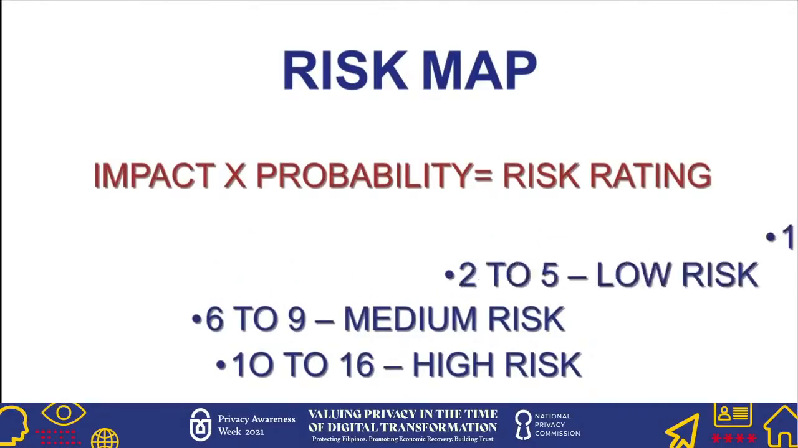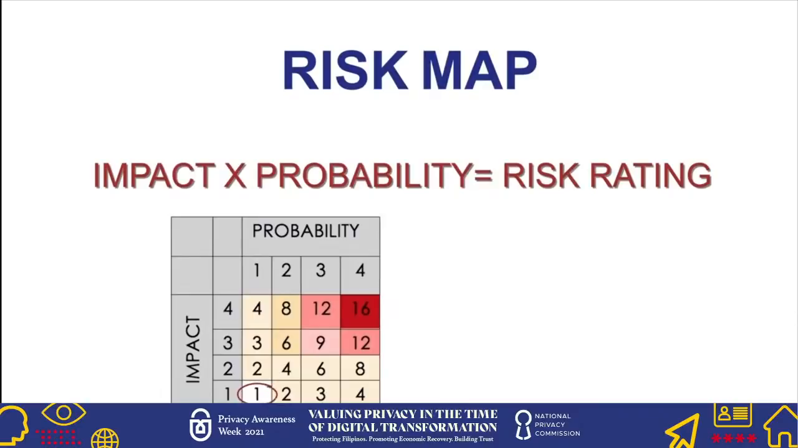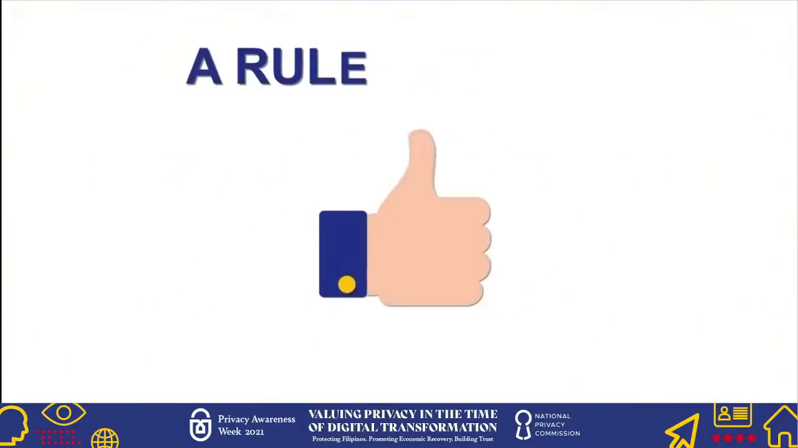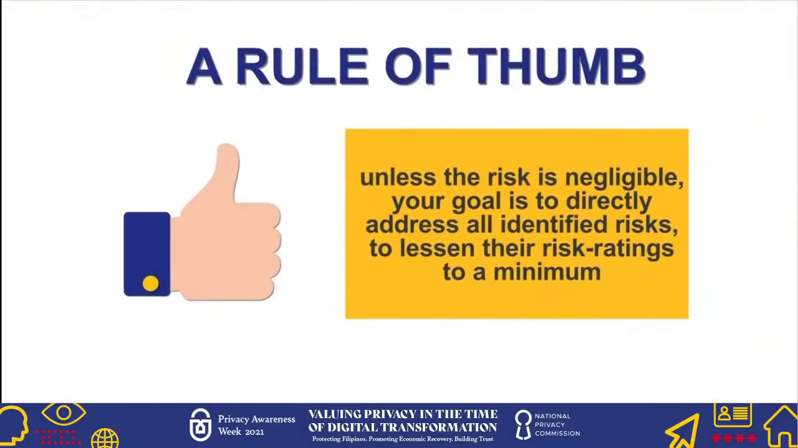To illustrate, a risk factor with the lowest probability and lowest impact would get the lowest risk rating on this matrix, which means negligible, and therefore does not require any mitigation. Meantime, on the other end of the scale, a risk factor with the highest probability and impact gets a risk rating of 16, which means high risk and demands urgent mitigation. As a rule of thumb, unless the risk is negligible, your goal is to directly address all identified risks to lessen the risk ratings to a minimum.